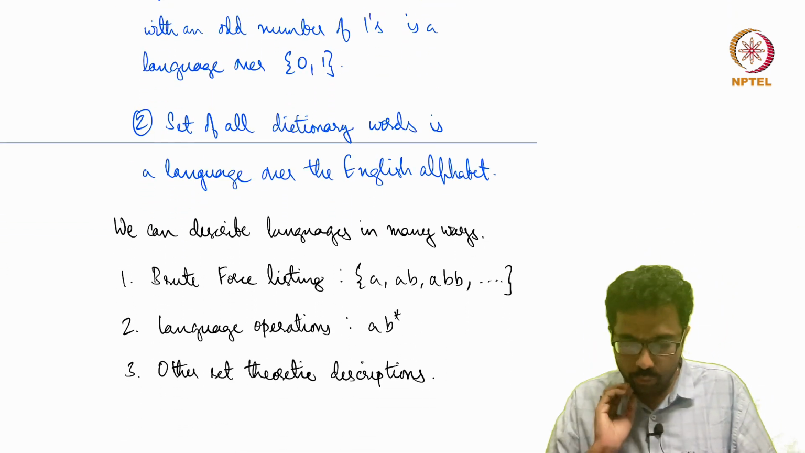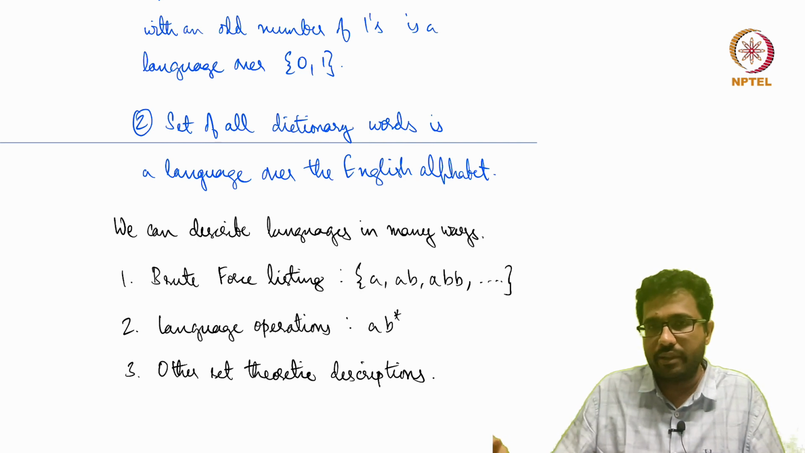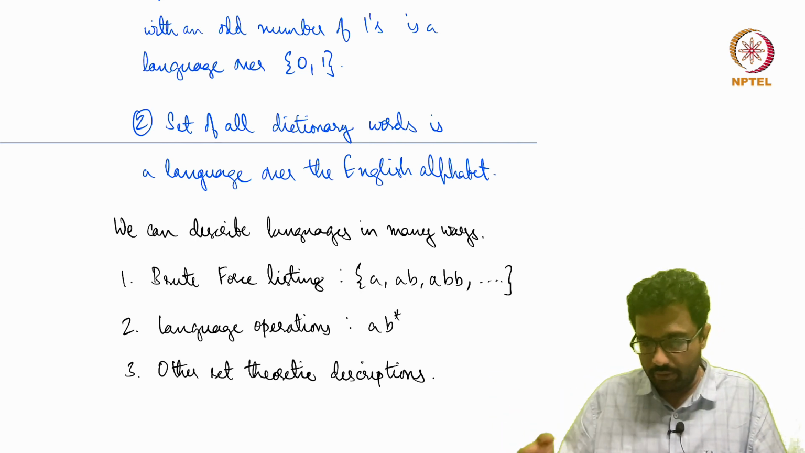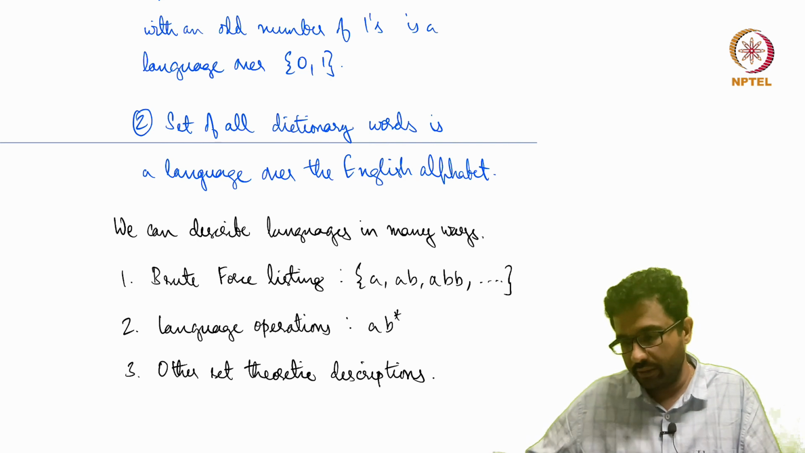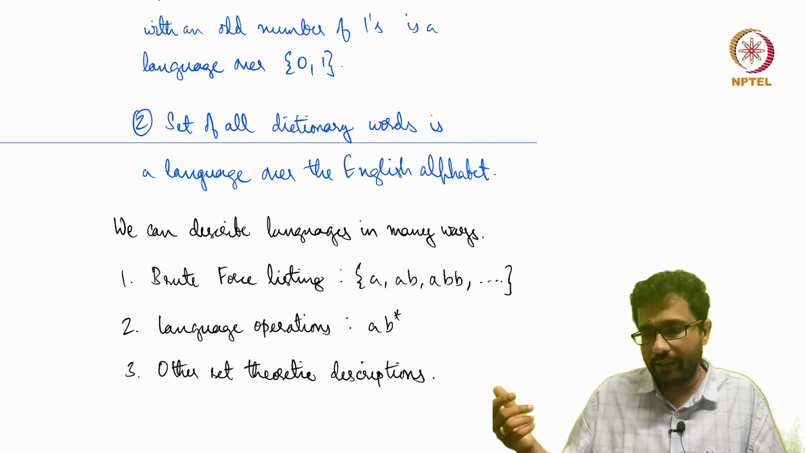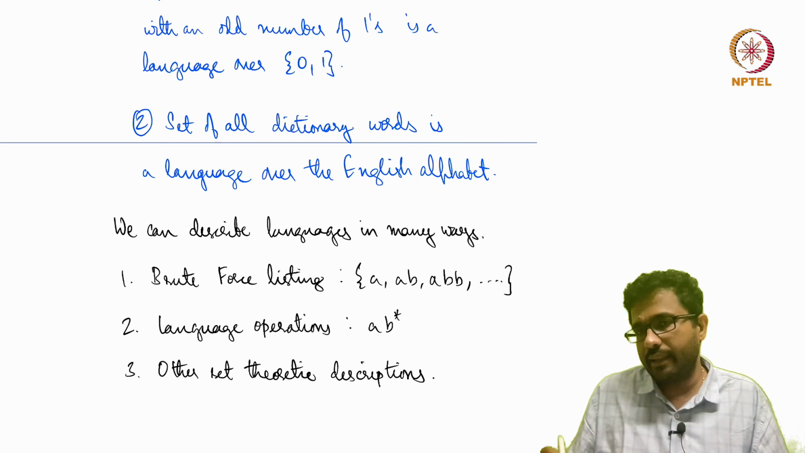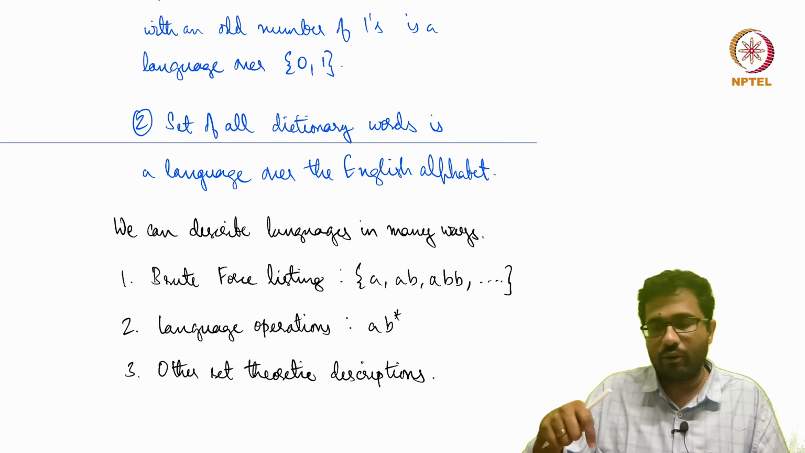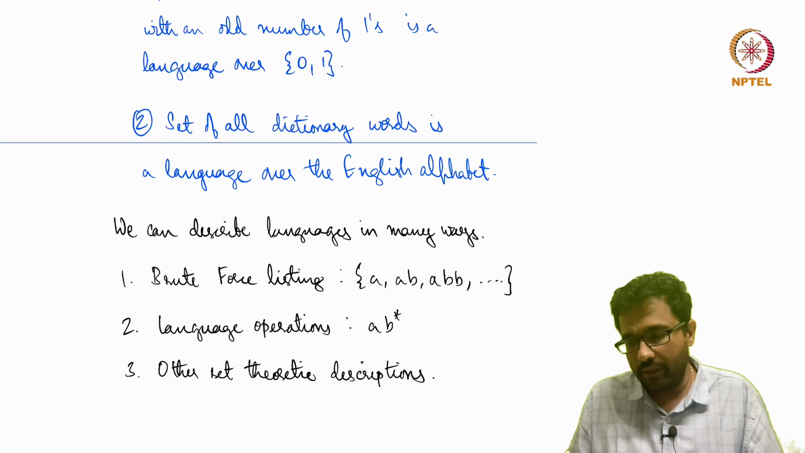Finally, I just wanted to say one more thing. We can describe languages in many ways. One is a brute force listing. You could just list down all the members of the language. For instance, here I have A followed by AB, followed by ABB, followed by ABBB, and so on. We could have other clever ways of writing, like AB star denotes the same language, because B star contains the empty string, then B, then BB, then BBB, and so on. So if you add A before that, you get the strings in the language: A, then AB, then ABB, and so on, right? So this is another way to denote the same language.